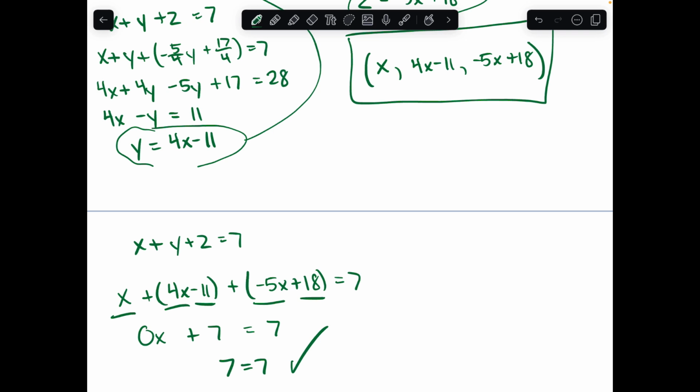One thing that's nice to note, though, is that if we look at all the x's, right, we have x and 4x and minus 5x. Since this adds up to 0x, it doesn't actually matter what x value I choose. I'm still going to get a true statement. So there's multiple x values that I can actually throw in there, and I'm still going to get 7 equals 7. In fact, there's infinitely many x values that I can throw in there. So that further supports the idea that there are infinite solutions to this system of equations.